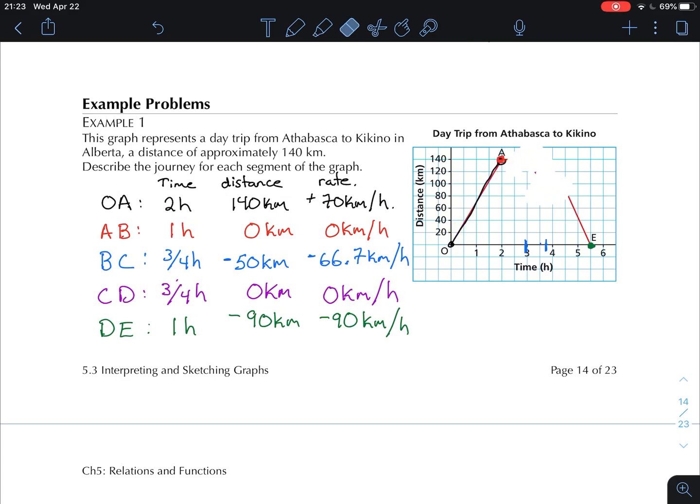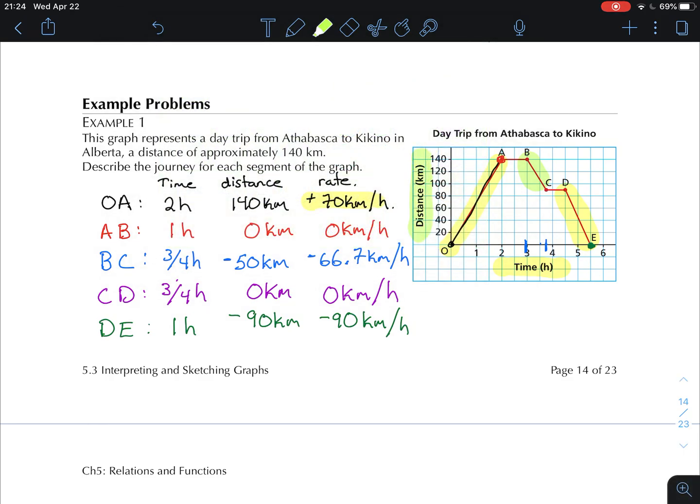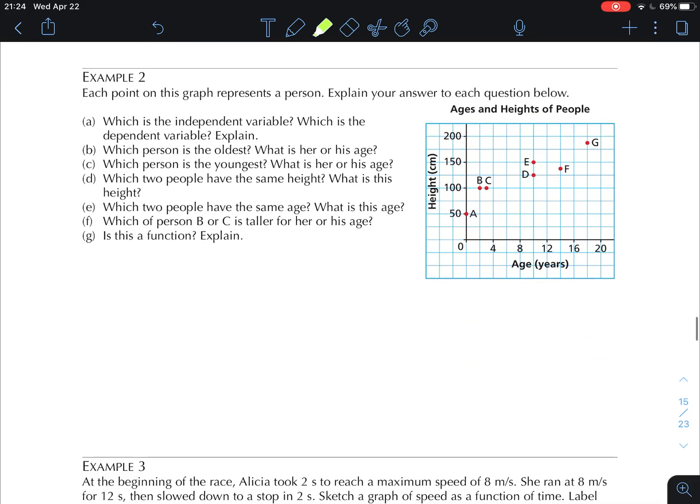Our rates are indicated by the steepness of the graph. You can see that B to C is not quite as steep as D to E. It's because B to C does not have as high a rate, as steep a rate as D to E does. The velocity is not as big. So you should be able to relate the steepness of a graph to the rate of something from the graph. The domain is our time, and our range is our distance.